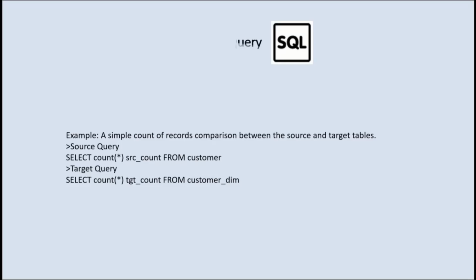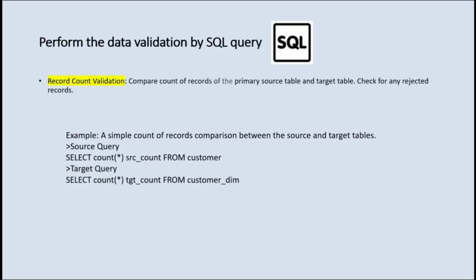To perform the data validation by SQL query, testers should focus on record count validation. Testers should compare the count of records of the primary source table and target table to check for any rejected records. This is a simple SQL query to check the count of records for source and target.